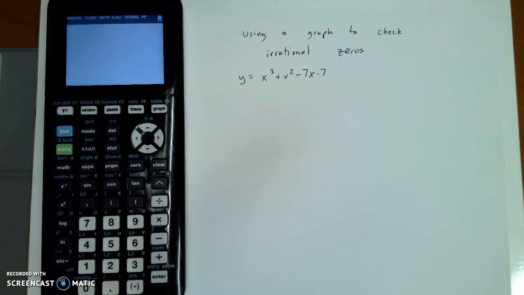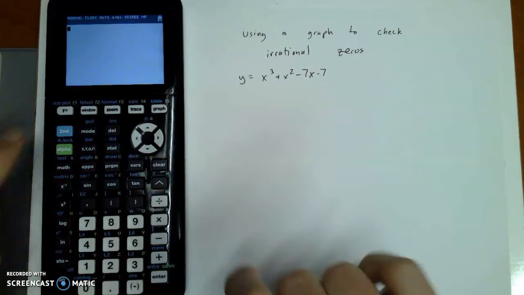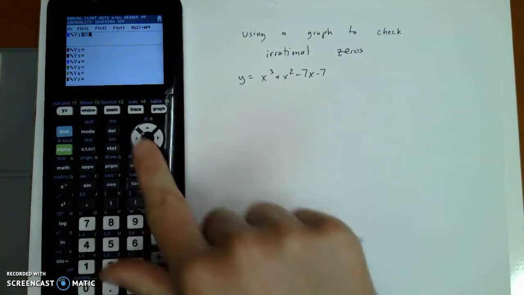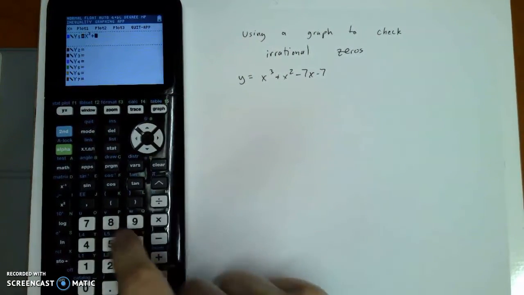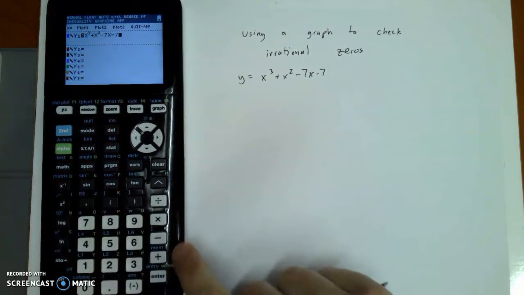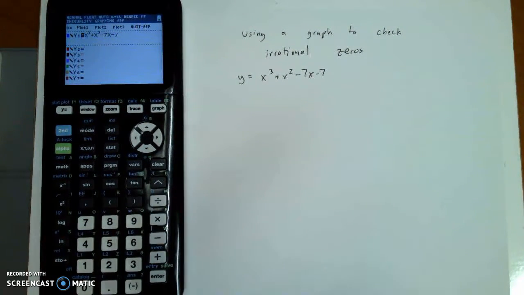In this video, we're going to look at how to use a graph on a calculator to check an irrational zero for a polynomial. So I've got a function already ready to go here, so let's type that in. I've got x cubed plus x squared minus 7x minus 7, and as always, make sure I'm using the subtraction button there and not the negative sign.